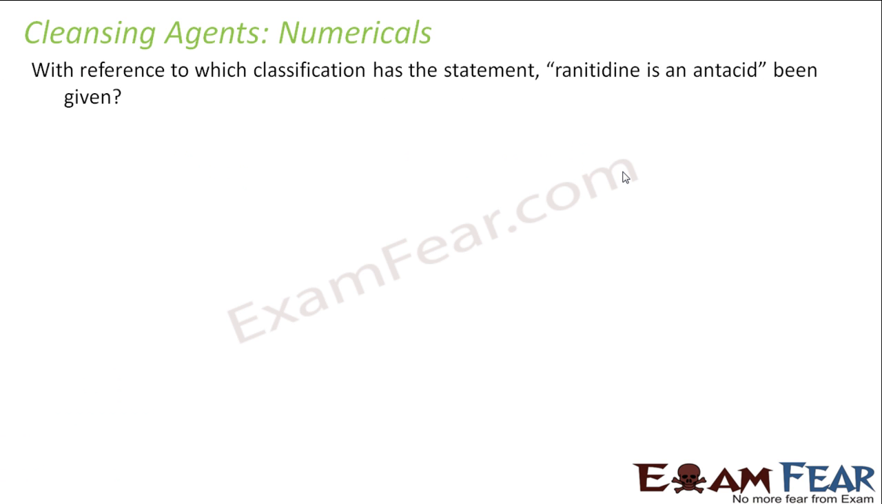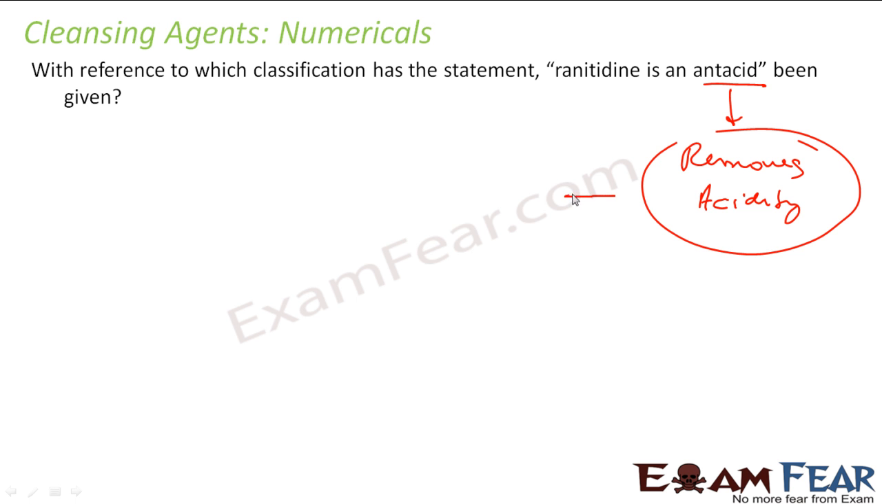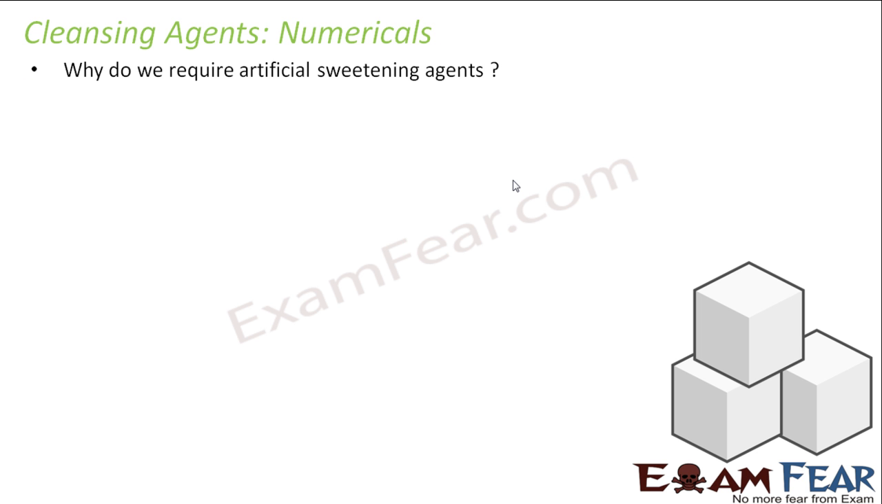The next is with reference to the classification, which classification has the statement: Ranitidine is an antacid. Antacids are the ones that remove acidity. Removing acidity, removing fever, removing pain, these are all pharmacological effects. So if you say that this particular medicine is an antacid, that means you are classifying based on the pharmacological effect.